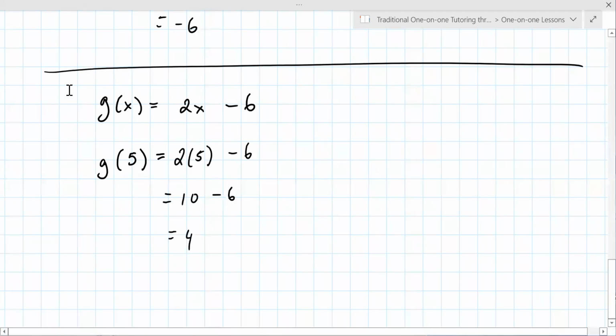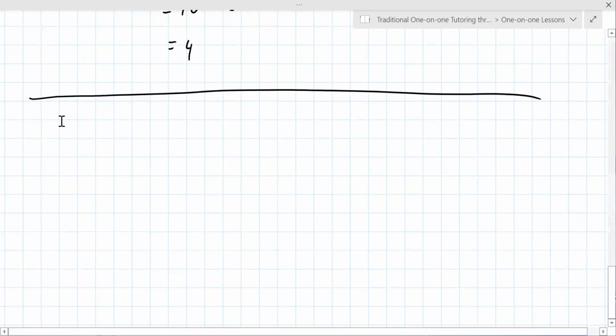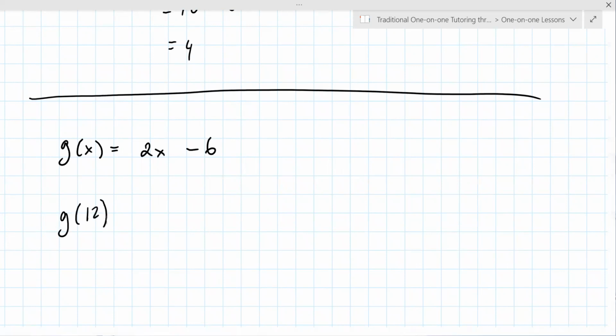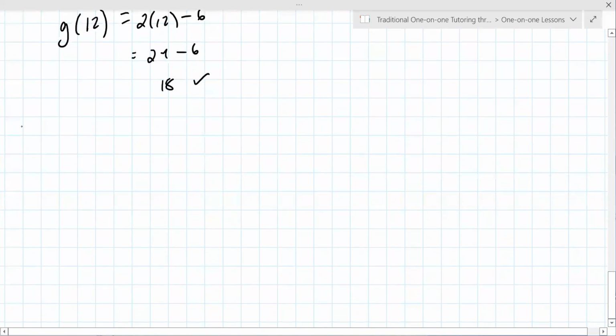So Sourish, I've got to get you to be able to do this on your own without any help from me. So let's try another one here. What is g of 12? G of 12. All right, 2 times 12, 24. 24 minus 6, 18. So 2 times 12 minus 6, 24 minus 6, that's 18. Very good.